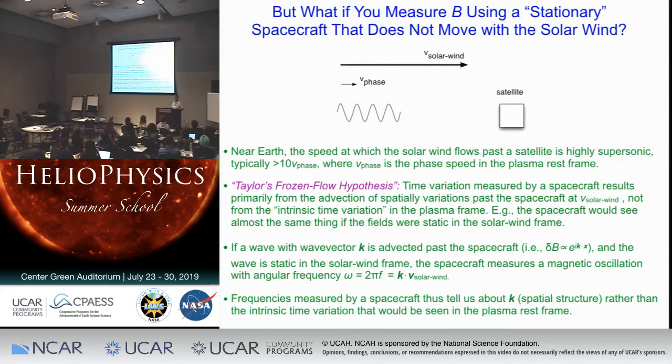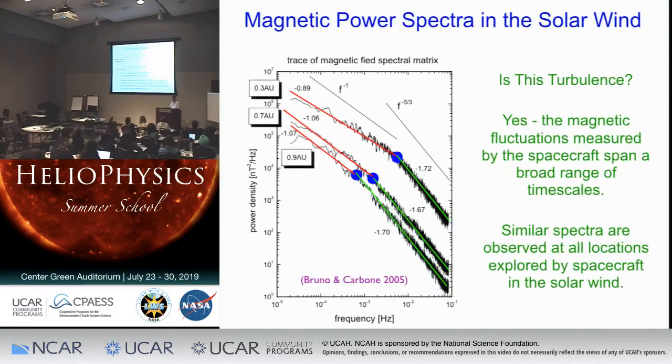That has to do with Taylor's frozen flow hypothesis, which basically says, to interpret these solar wind turbulence measurements, imagine that the flow, whether it's density, magnetic field, or velocity, is just frozen in the plasma frame, and the whole thing is like a fixed picture going past you, and you're just measuring different slices of that picture at different times. That's what you're seeing when you see solar wind data. So when we talk about frequency spectra like this, in reality, we can map this frequency to wave number, to spatial structure in the solar wind.